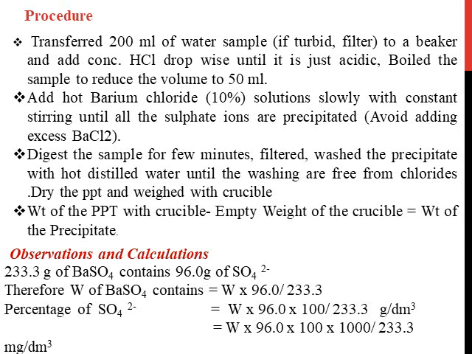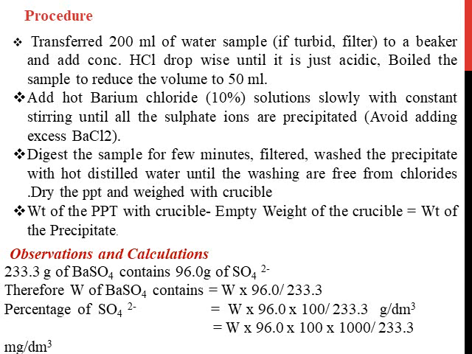233.3 gram of barium sulfate, molecular weight put together. So 233 gram of barium sulfate contains 96.0 gram of sulfate anion. So sulfate anion molecular weight is 96. Barium sulfate molecular weight is 233.3. So 233.3 gram of barium sulfate contains 96.0 gram of sulfate anion.